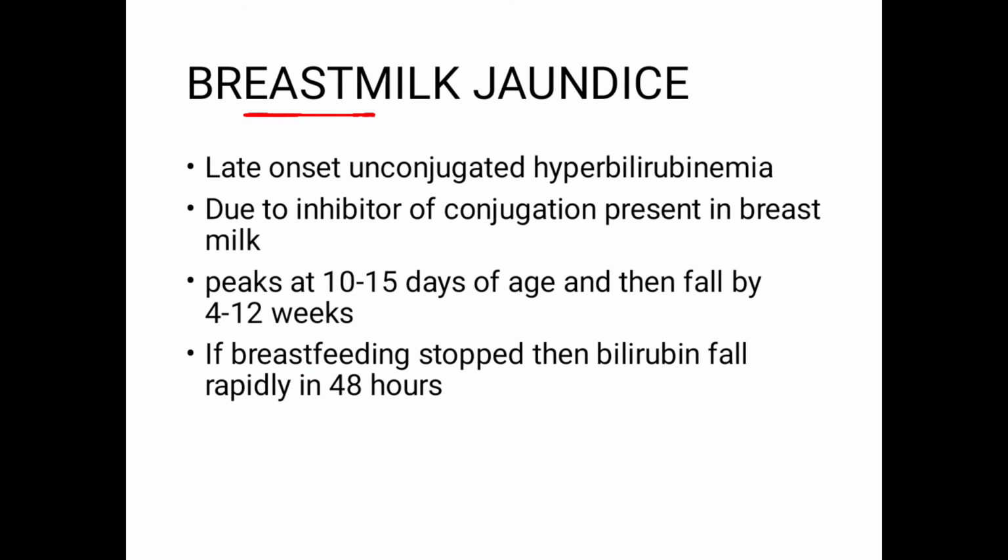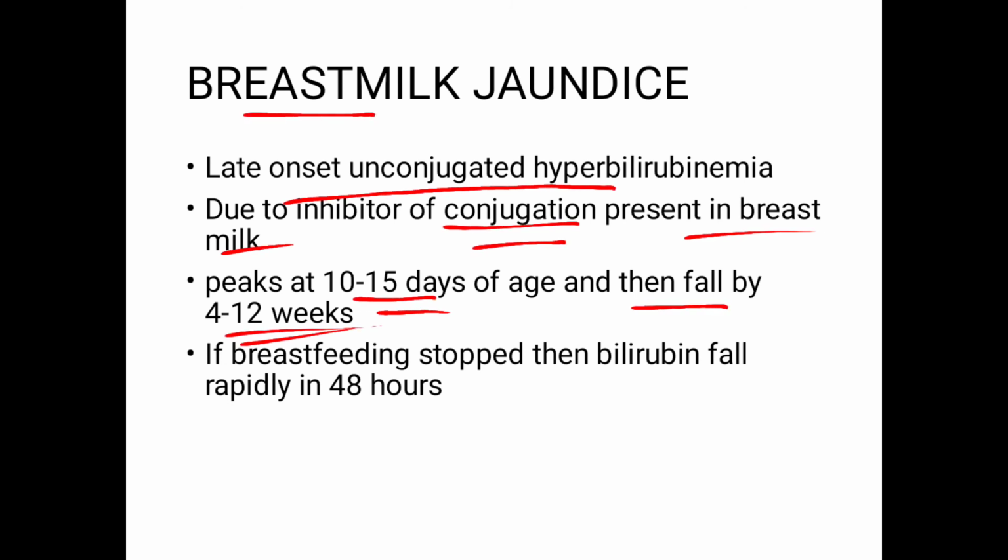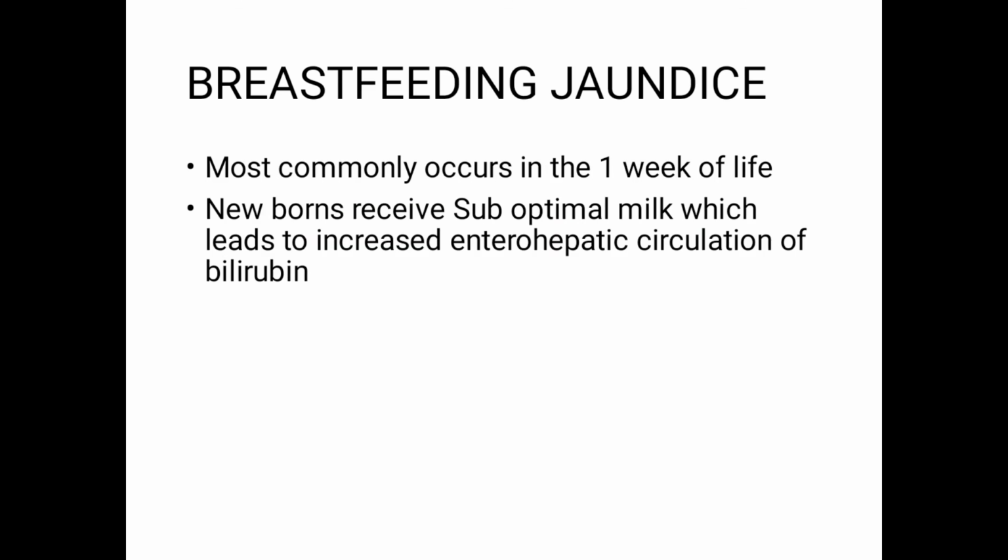Breast milk jaundice. This is basically due to late onset unconjugated hyperbilirubinemia, and it's due to an inhibitor of conjugation present in breast milk. So you might have a history that the mother's previous children also had that disease process. This peaks at about 10 to 15 days of age and then falls by 4 to 12 weeks. If breastfeeding is stopped, then the bilirubin falls rapidly in 48 hours, and if you restart breastfeeding, the bilirubin levels won't rebound to the same level as previously seen.